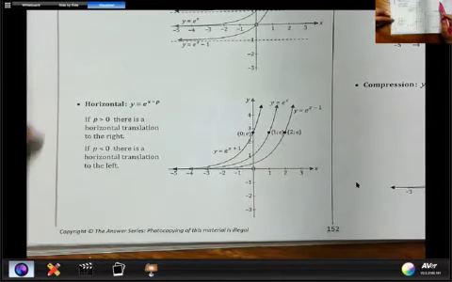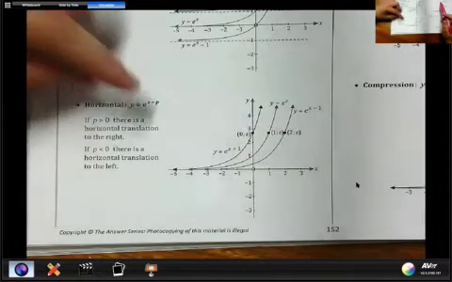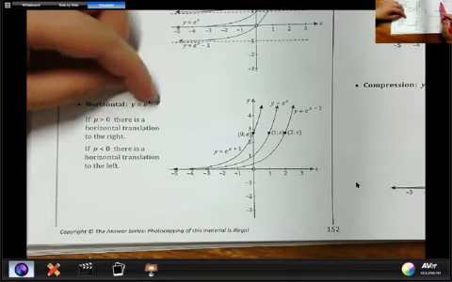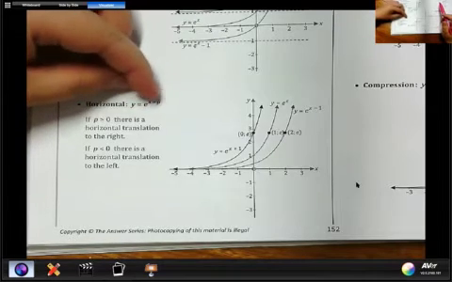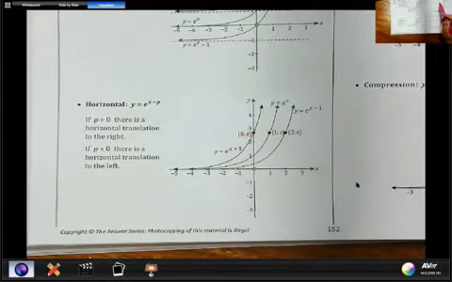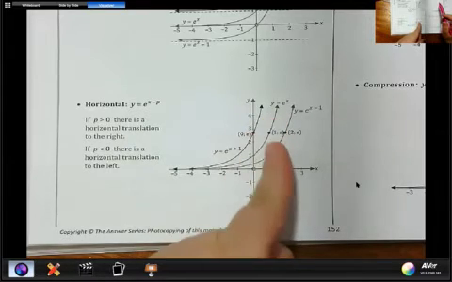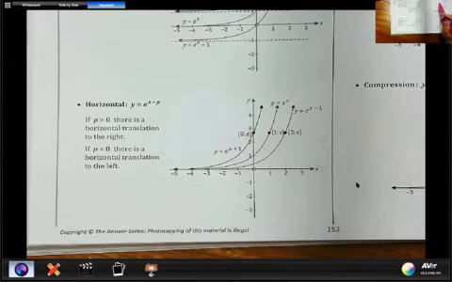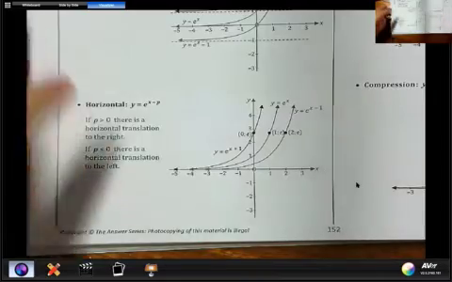All right, and then similarly, if p is negative, so if we have e to the x minus negative 1, that will give us x plus 1, right? Then our whole graph is shifting 1 unit to the left. So there, the point (1, e) becomes the point (0, e).